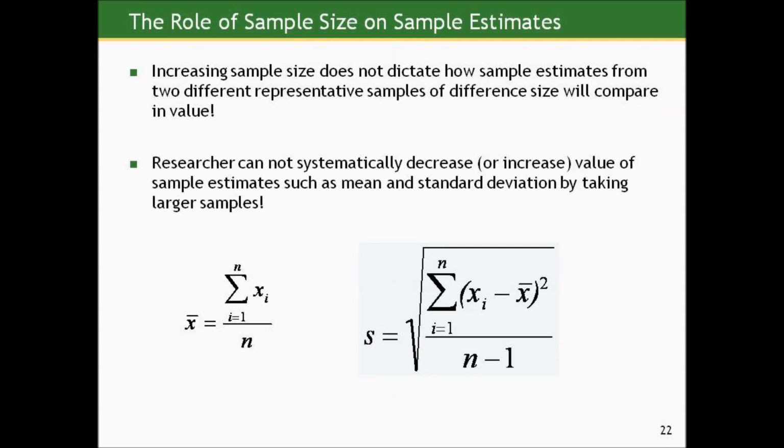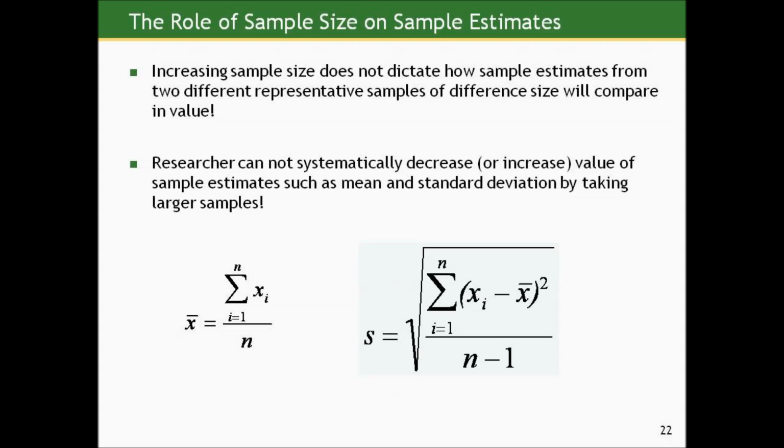One thing you should know, however, is that increasing sample size does not dictate how sample estimates from two representative samples of different size will compare in value. I may think that the sample mean based on 1,000 observations is a better estimate than the one based on 100, even before I collect data, but I can't say in advance which one of those sample means will be larger. In other words, a researcher cannot systematically decrease or increase the value of sample estimates, such as a mean and standard deviation, by taking larger samples.